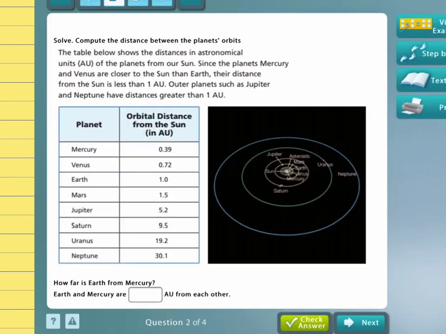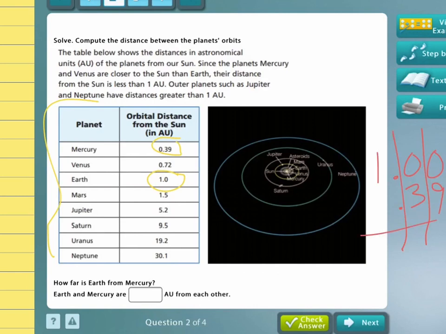So here they give us a chart, and we're going to use that data to solve the problem. They're asking us to compare how far Earth is from Mercury. So Earth is 1 AU away, and Mercury is 39 hundredths AUs away. So what we need to do is compare those two, using a comparison bar model. I'll use Earth here, I'll use Mercury here, and the difference will give us our answer. So I'm going to line those up and compare.